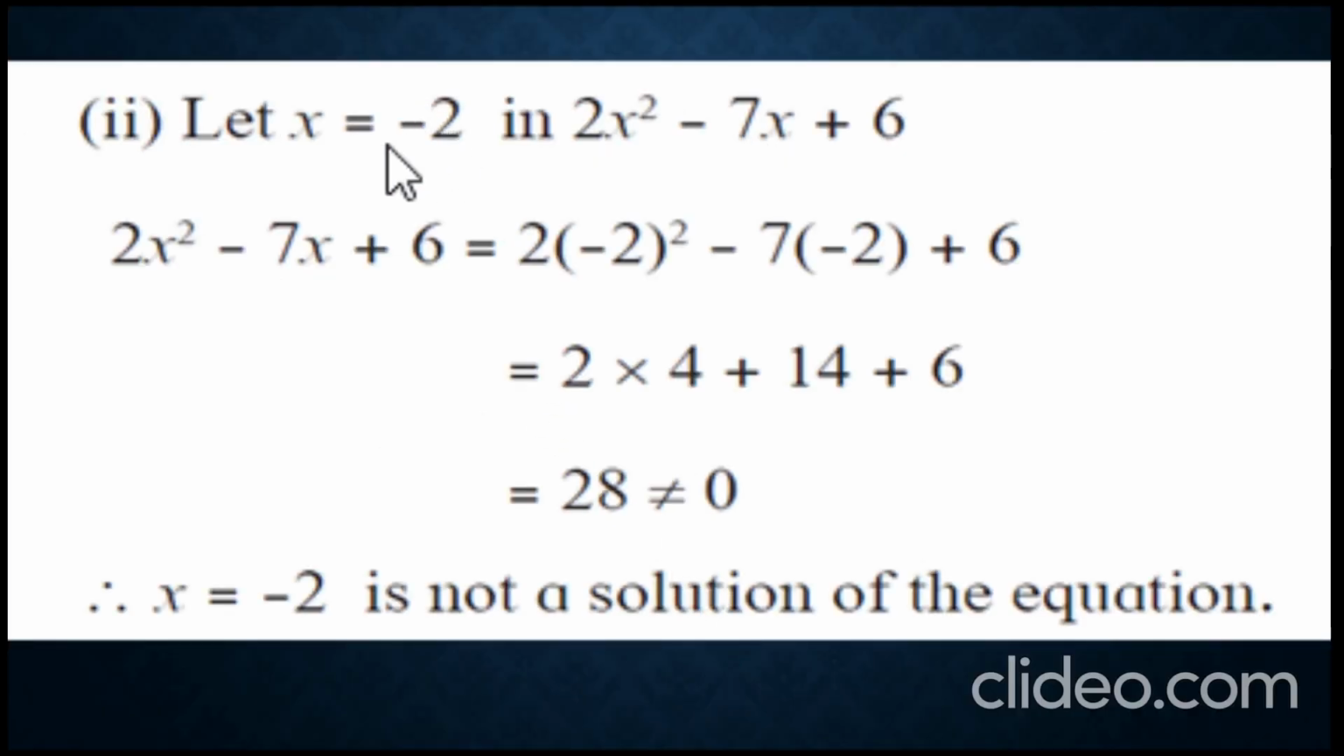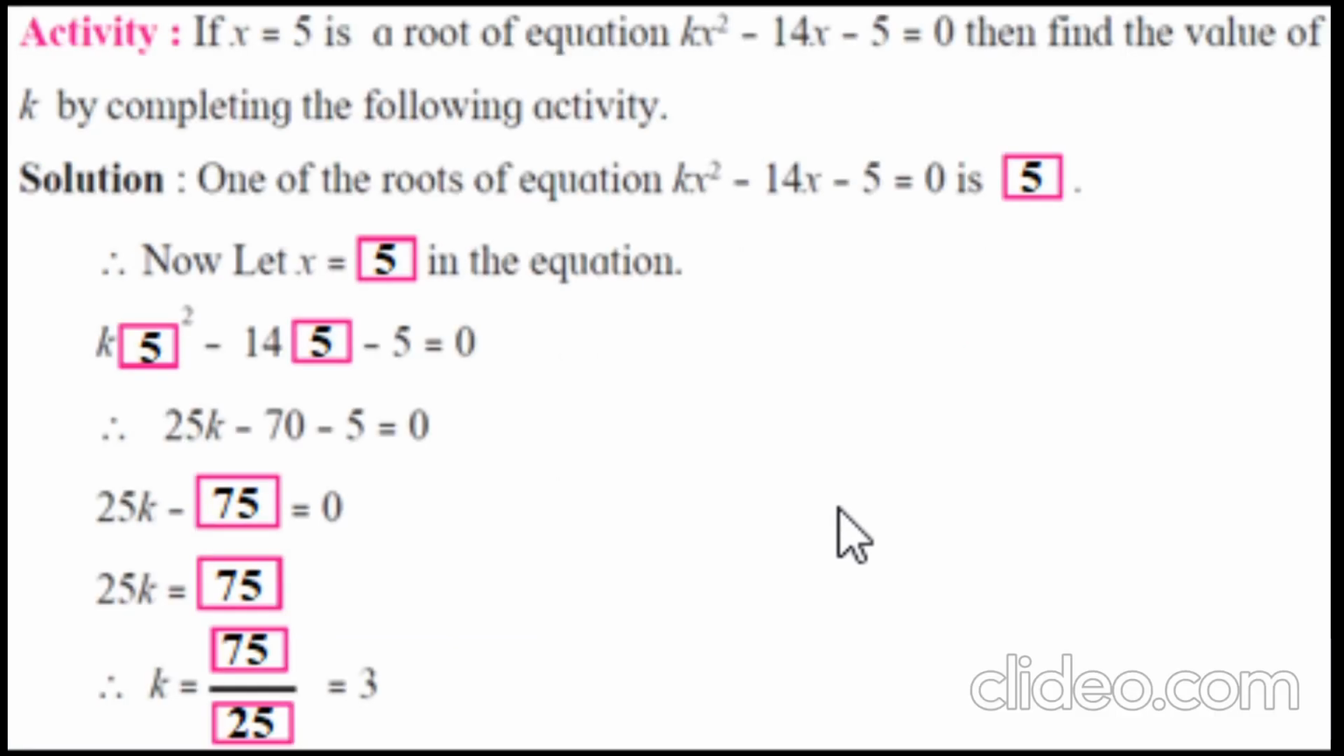Then in the same question we will take x as minus 2. So 2 into minus 2 the whole square minus 7 into minus 2 plus 6. 7 times 2 is 14, so plus 14. Then square of minus 2 is 4, 2 times 4 is 8. 8 plus 14 is 22. 22 plus 6 is 28. It is not 0. Therefore it is not the solution of the equation, and therefore it is not the root of the equation.